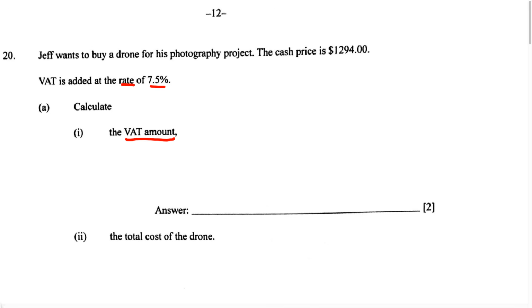Therefore, we can say VAT equals the rate over 100 multiplied by the cash price.